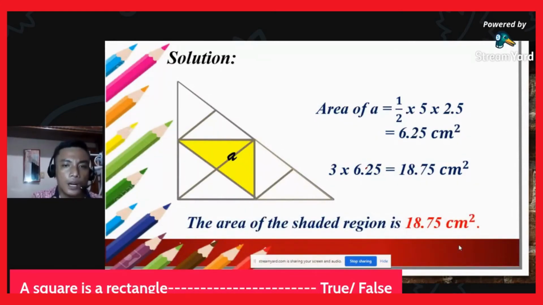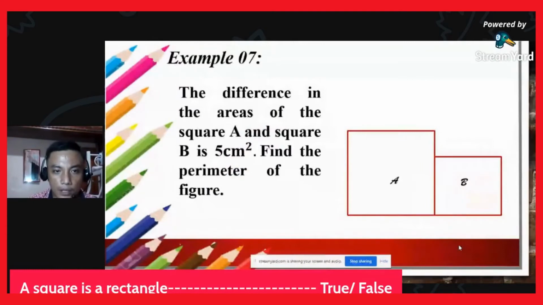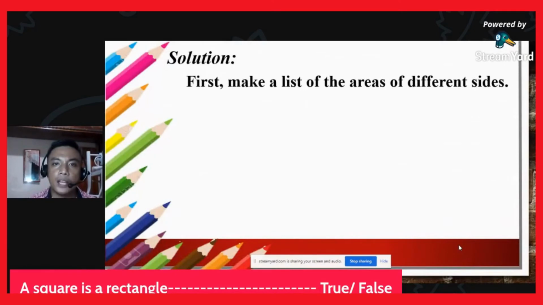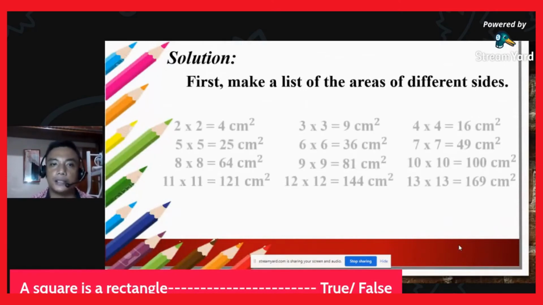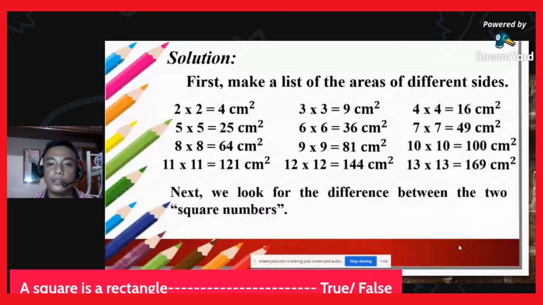Okay, next. Let's have another example. This example is the same as example number 3. The difference in the areas of the square A and the square B is 5 square centimeters. Find the perimeter of the figure. So first, we're going to make a list of the areas of the different sides. We look for the difference between the two square numbers.